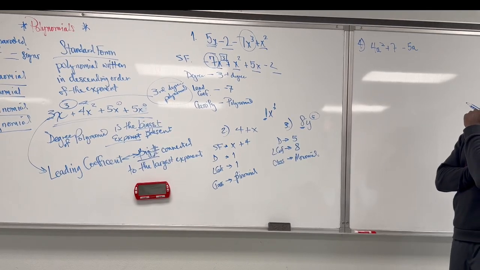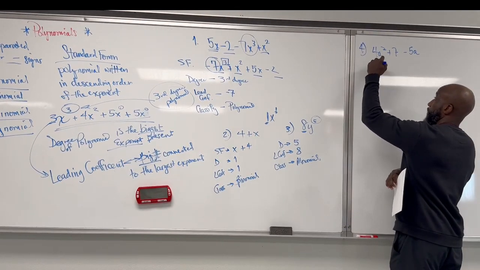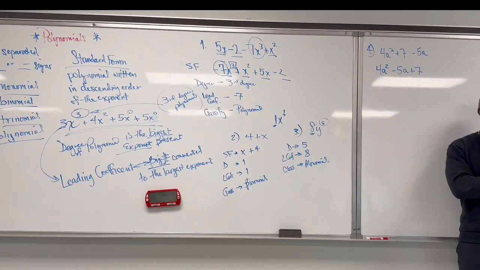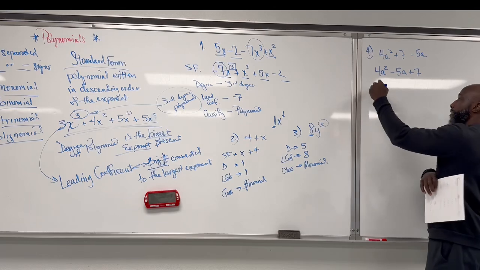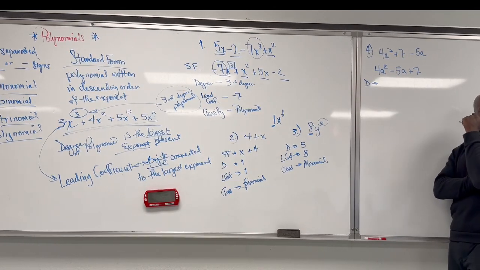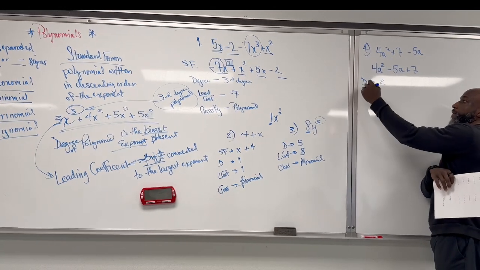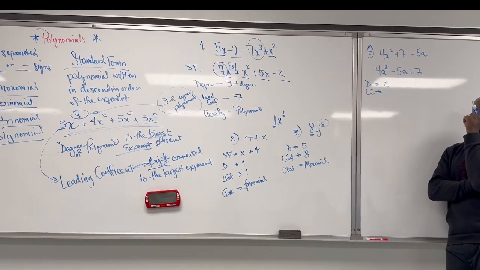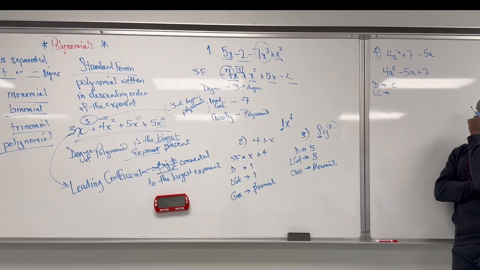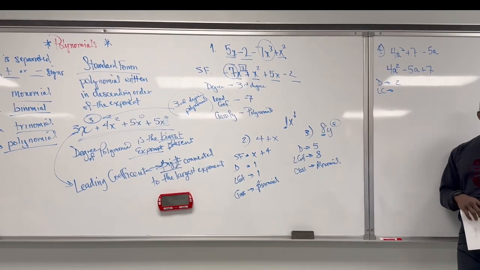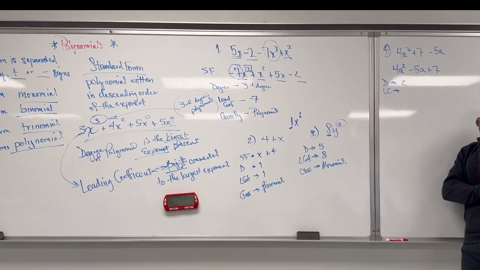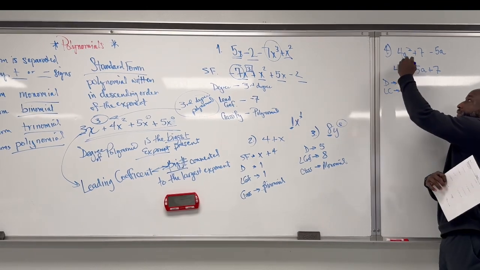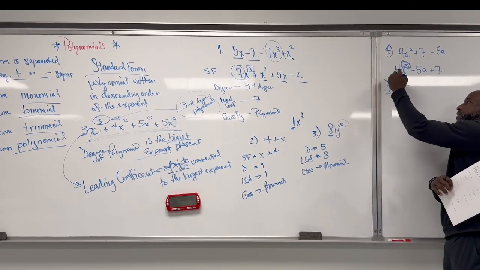4a to the 2nd minus 5a plus 7. Good. 4a squared minus 5a plus 7. Right? Did anybody have that? Good. What's the degree of the polynomial? 2nd. 2. What's the leading coefficient? 4. Yeah. If this is the degree, this is the leading coefficient.